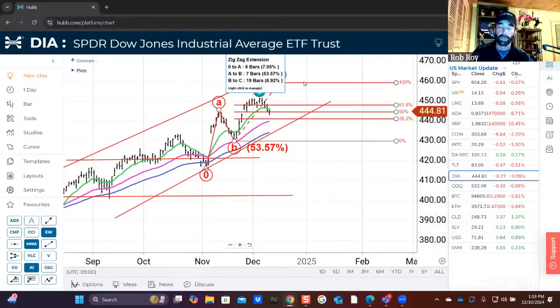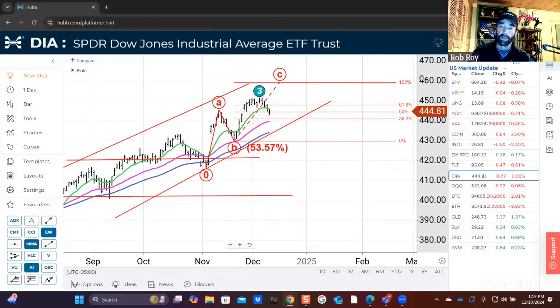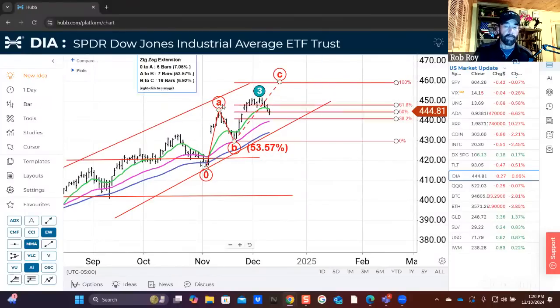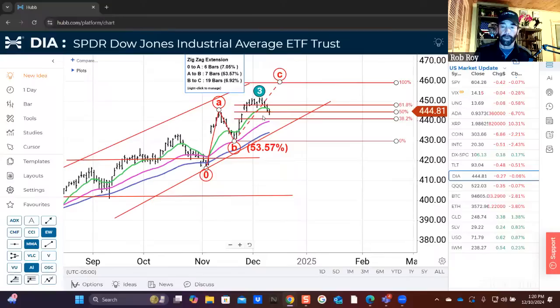And the expectation would be for that C wave on the zigzag to extend up to 460. And when does that happen? Do we come back down towards the lower part of the trend line? Do we turn and move back up? Again, part of the melt up scenario would tie in with moving up to that 460 level earlier.